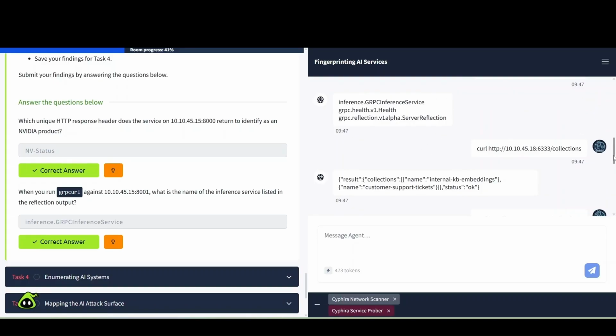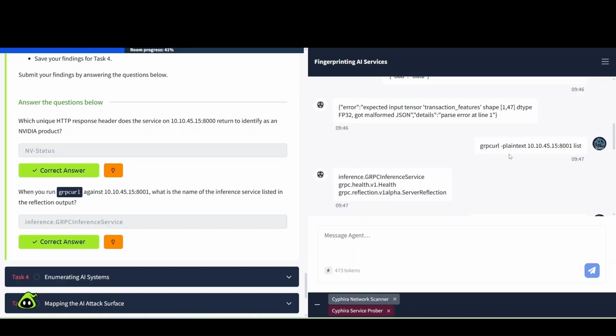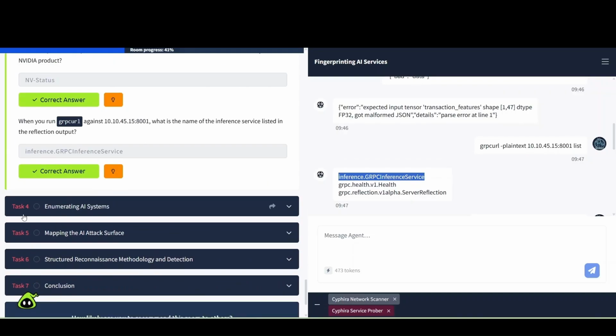This kind of froze, I guess. Let's see. There we go. All right. Yeah. Well, the one that had list in it, and this top one is the one we need to get. Task number 4, enumerating AI systems.